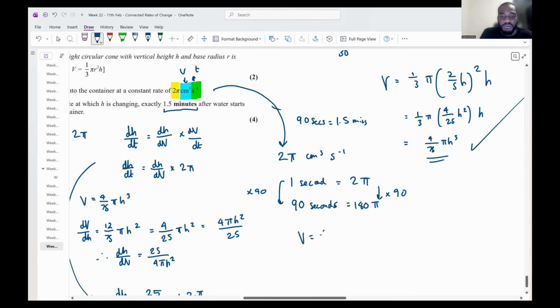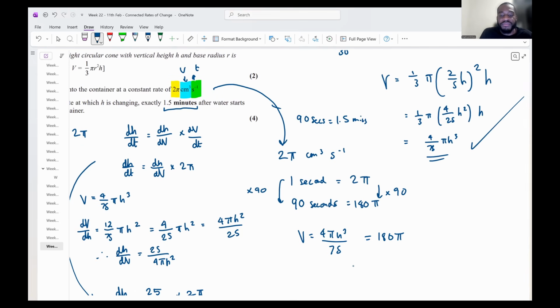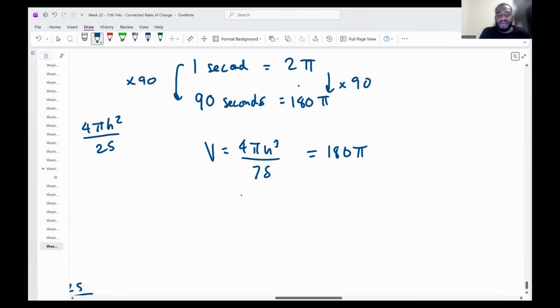So I'm going to equate the general formula for the volume, V is equal to 4 pi h cubed over 75, to 180 pi. And then that way I can use that to figure out what h must be, right? So doing that, h cubed will equal 180 pi. I can multiply that by 75 and then divide by the 4 pi, can't I?